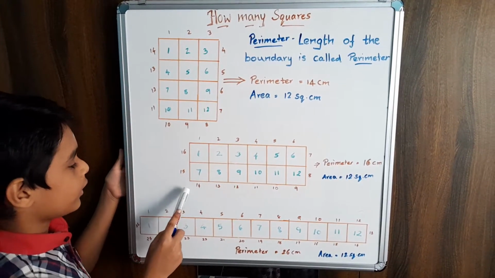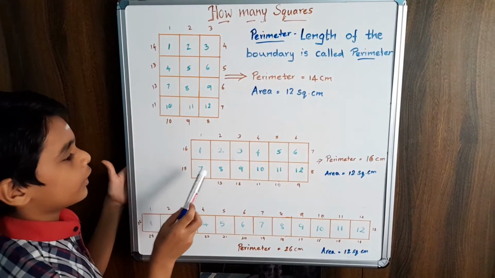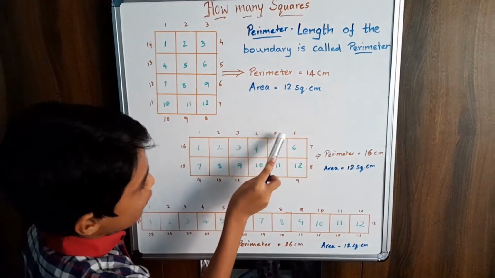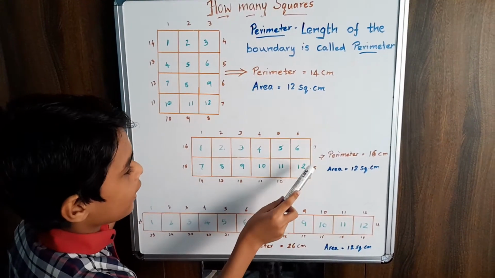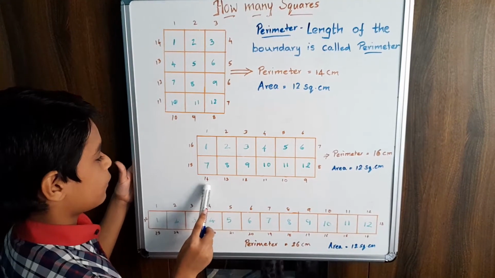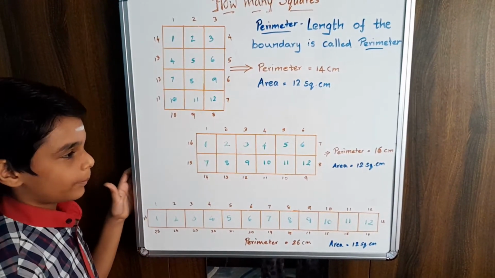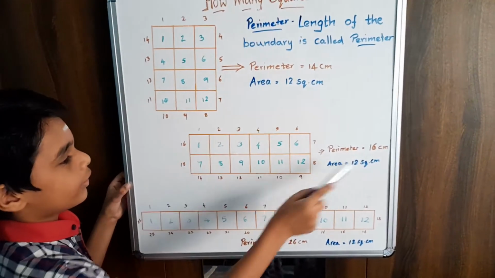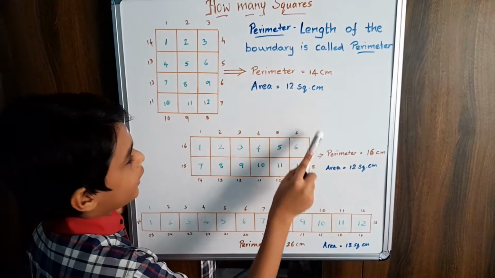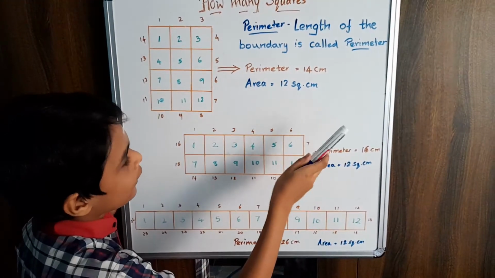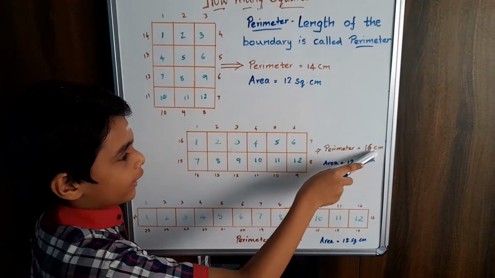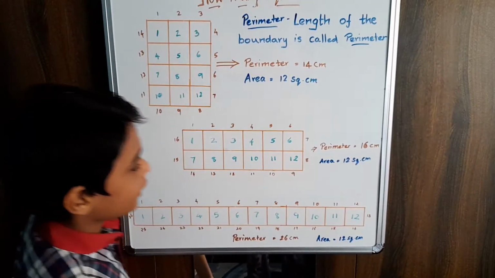Now let us see the perimeter of the second rectangle. 1, 2, 3, 4, 5, 6, 7, 8, 9, 10, 11, 12, 13, 14, 15 and 16. So the perimeter of this rectangle is 16 centimeters. Here we can see that the perimeter is different from the first rectangle. The first rectangle's perimeter is 14 centimeters and the second rectangle's perimeter is 16 centimeters.